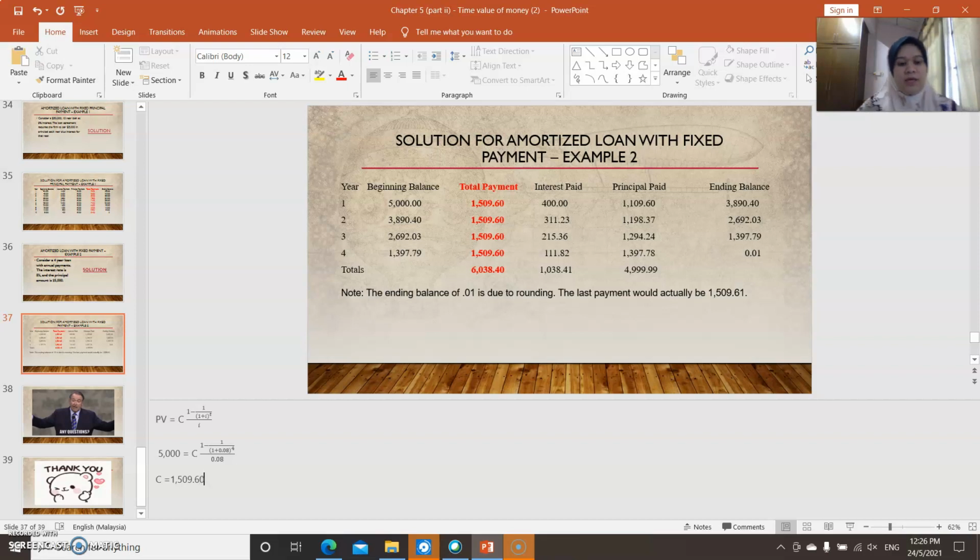9.60. Okay. So how are you going to find that? Because we know that the interest rate is 8%, you just plug in all the information that we have. The time period is 4. Plug in all the information, solve inside here, and then bring it to here. 5,000 divided by this figure, you will get 1509.60. So that will be the total payment.